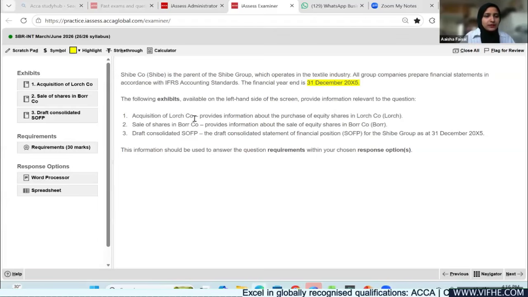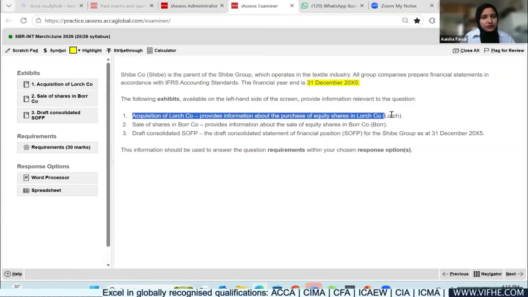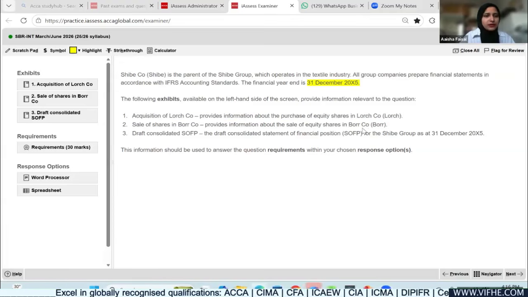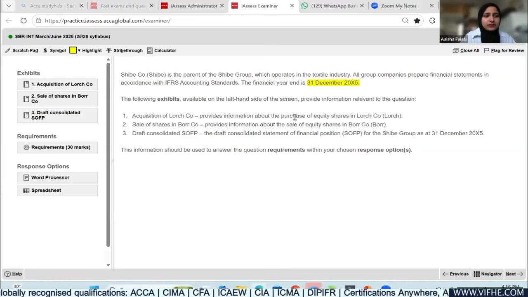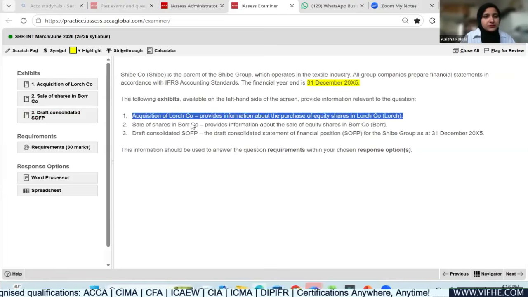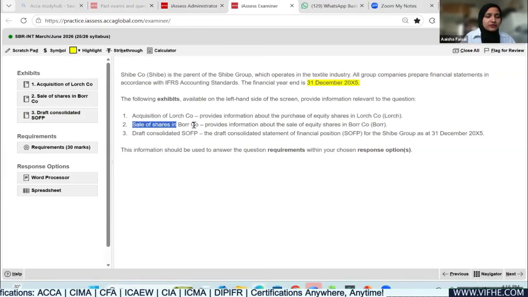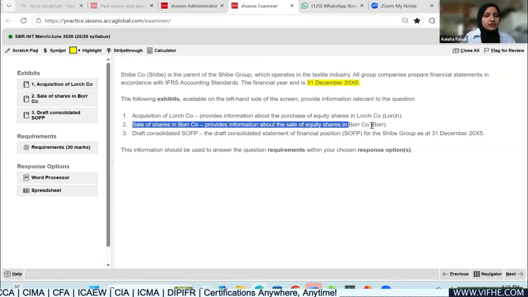Acquisition of Lodge Company provides information about the purchases of equity shares in Lodge. So this could be an acquisition of an associate, or this could be a subsidiary acquisition. We don't know just by reading the title of the exhibit. We'll only know when we get into the scenario. Second is sale of shares in Bohr Company, which provides information about the sale of equity shares in Bohr Company.